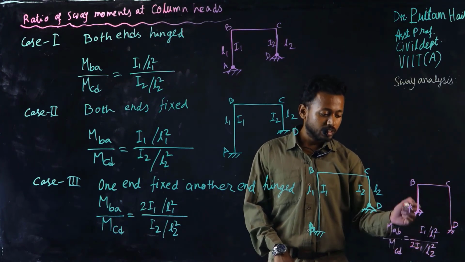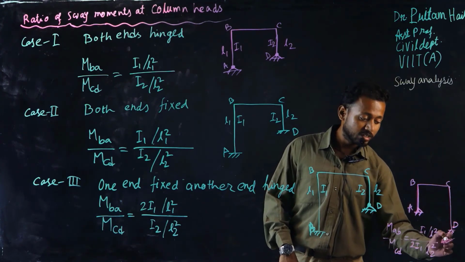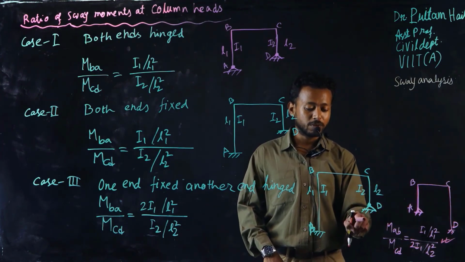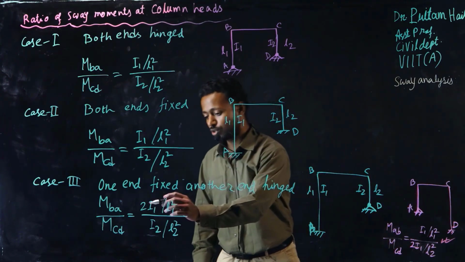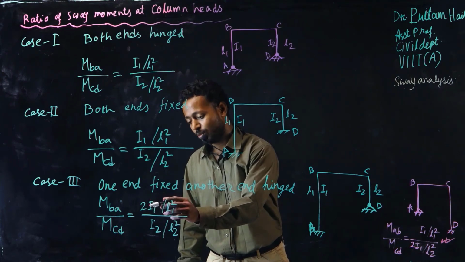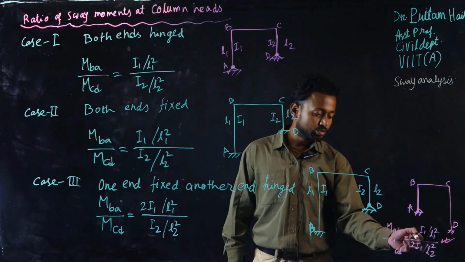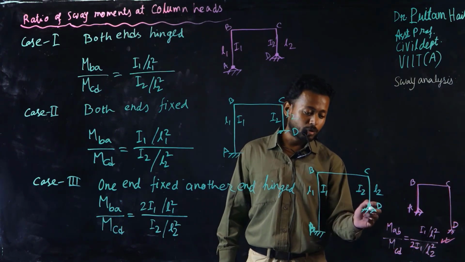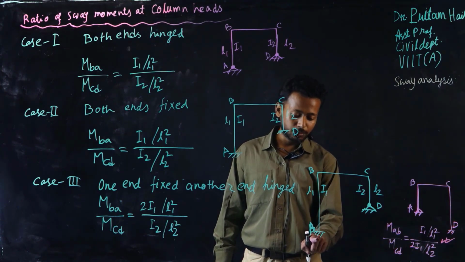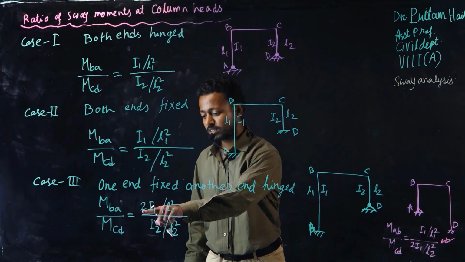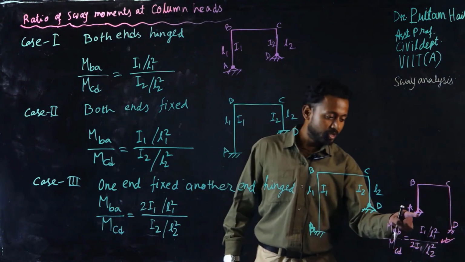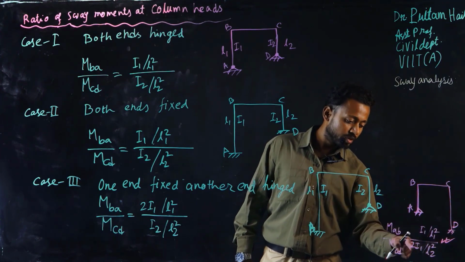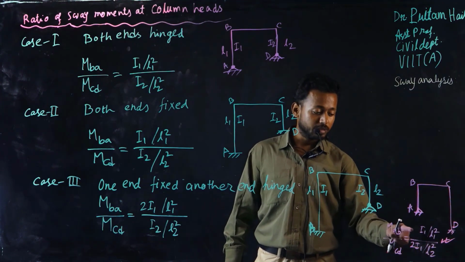So in this way, this concept is very, very important. You remember this concept. You may face this kind of problem. Whether the 2 will be in the numerator or in the denominator, you have to consider depending upon the support condition. Since AB has a fixed support, that's why 2 is in the numerator. CD has a fixed support, that's why 2 is in the denominator. Okay, so remember this concept.